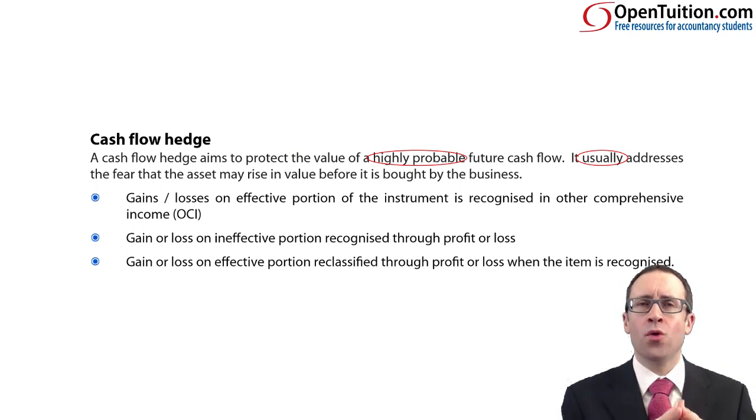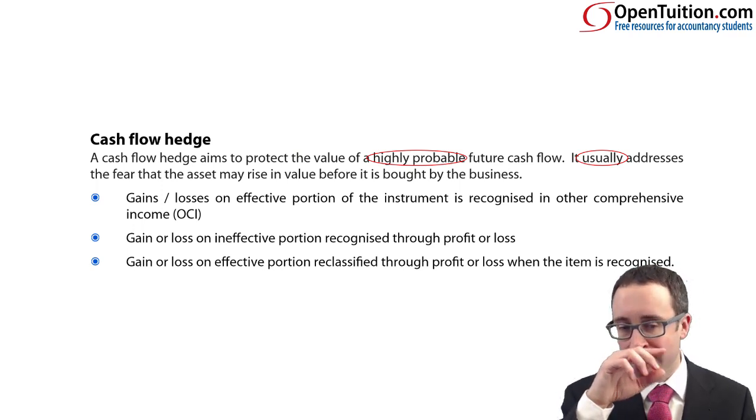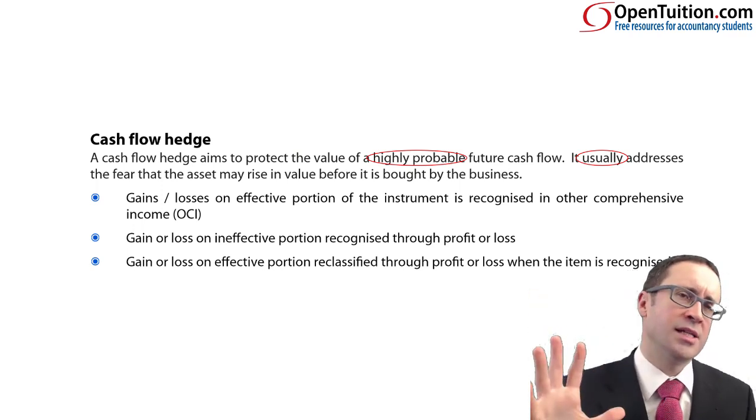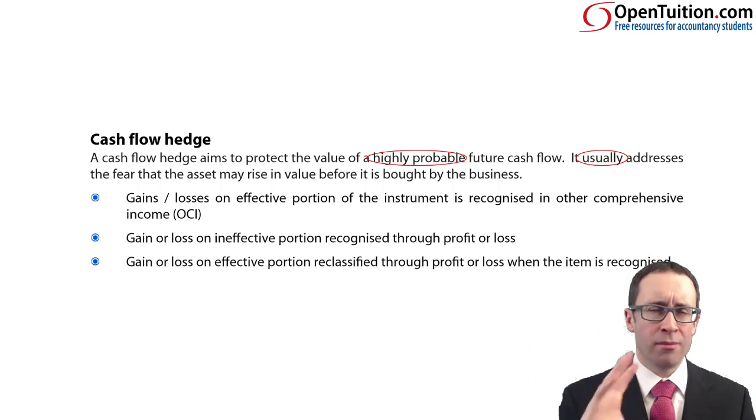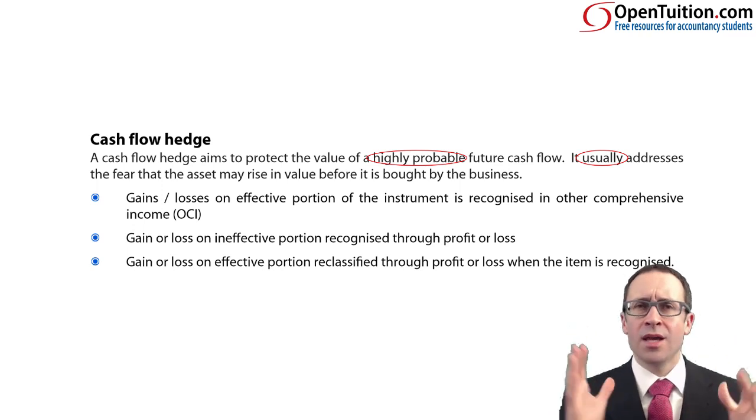And the reason why I emphasize the fear of a price rise, okay, is because that's what we think about when we talk about the derivative. So just keep that in your mind. Usually a cash flow hedge addresses the fear of a rise in price. So we're always thinking about buying the asset. Don't think about selling it. That could be a potential scenario, but unlikely to be seen. Yeah, the fear that the asset will rise in value. If that's the case, you have a cash flow hedge.